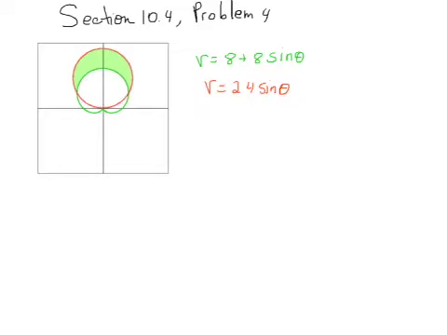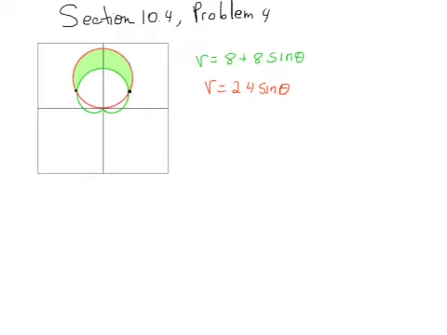Okay, so this is problem 4 in the Webwork for section 10.4. Again, we're trying to compute the area of the shaded region. In this case, that region is bounded by the cardioid, which is the green curve, whose equation is given by r equals 8 plus 8 sine theta, and the circle in red, whose equation is r equals 24 sine theta. So as usual, I have to find the points of intersection, which are right here.